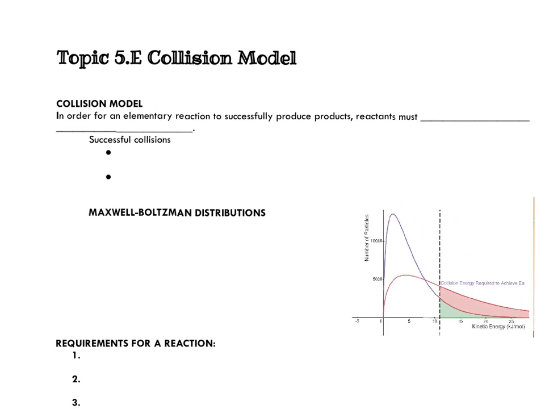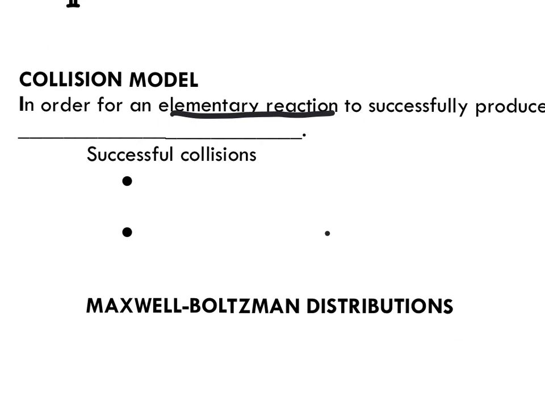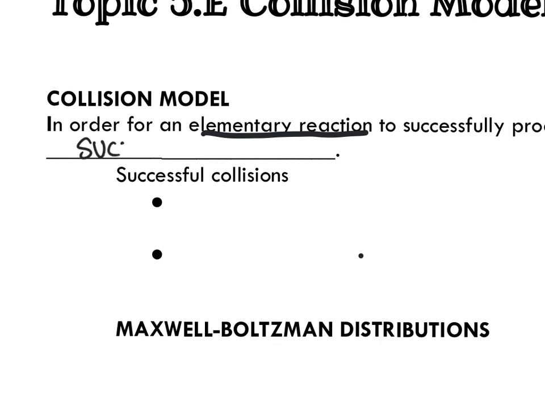The collision model is going to talk about how things bump into each other, okay? And so it says that in order for an elementary reaction to make products, the reactants must collide. You guys are going to hate me for this. Successfully. But we do have successful collisions down below, so we're going to talk about that.